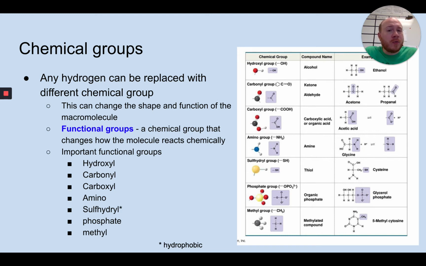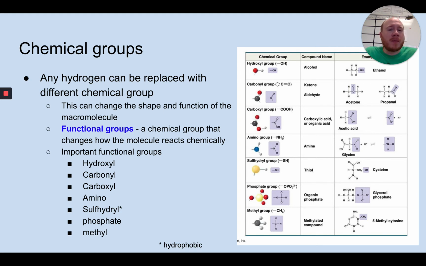A carboxyl group, which is found in carboxylic acids and organic acids, like an acetic acid, is an example of a carboxyl group. Amines, which are really important because they're part of what make up amino acids, is just an NH3 or an NH2 chemical group. So that one you will need to know. A sulfhydryl group, you probably won't need to know that one too much. Phosphate groups you will need to know for ATP. It's a phosphate with 4 oxygens. And then methyl groups, which are CH3 groups.